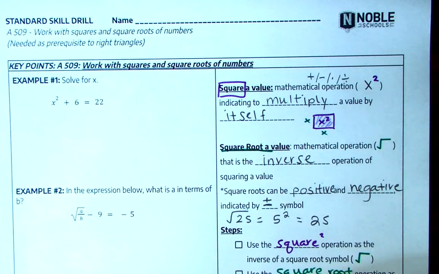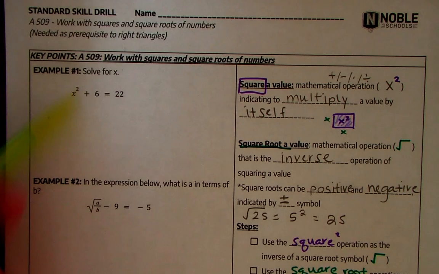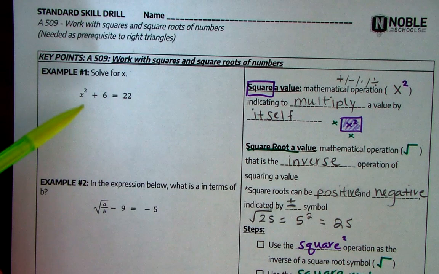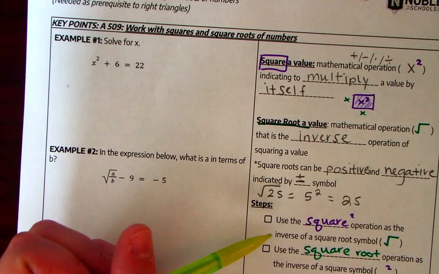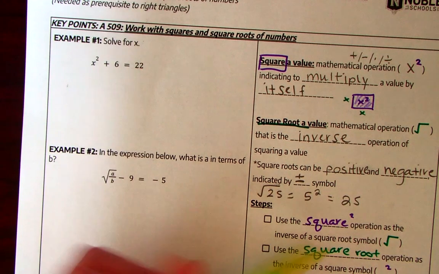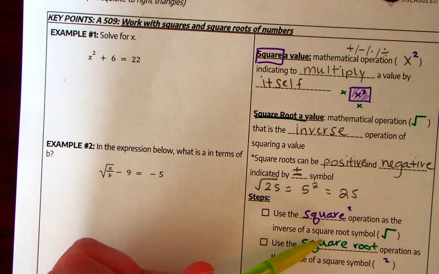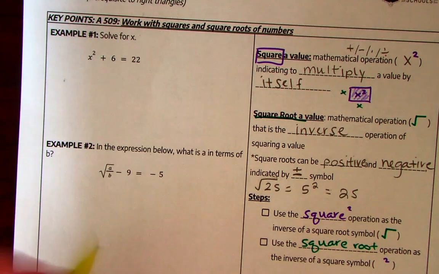All right. We're going to use squares and square roots of numbers a lot in the context of solving equations. So we're here where it says solve for x. We're going to isolate x and get it by itself, right? What's new about this lesson is that if you see a square, you use the square root operation as the inverse of squaring. So if you see something squared, you can square root to undo that, okay?